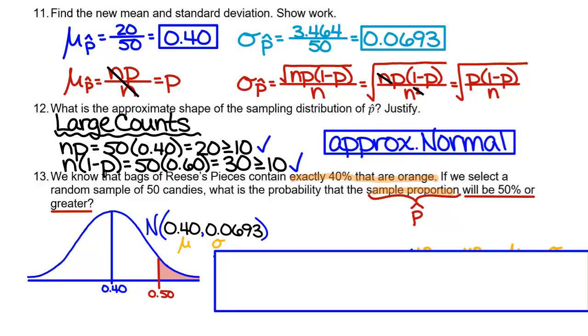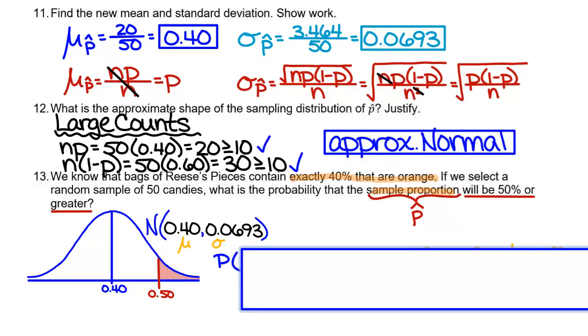Now we need to write this out with notation. And this is where I just love statistics because we reuse stuff. What notation do I use when I want to talk about probability? P, big capital P with parentheses. And I want the probability, I'm going to read this sentence right here and figure out how to change it into a probability statement. Probability, capital P, that the sample proportion, which we said was P hat, will be 50% or greater.